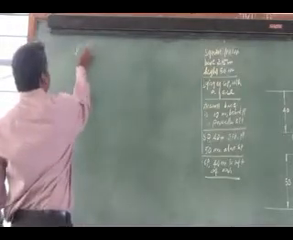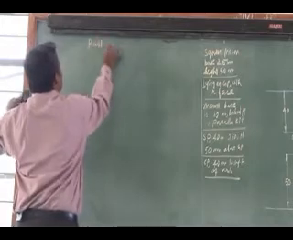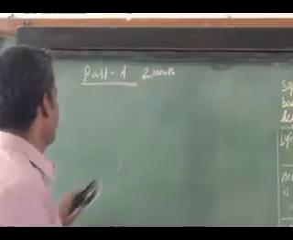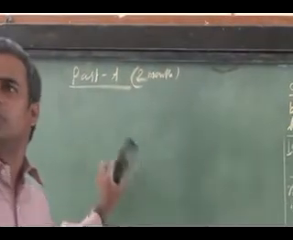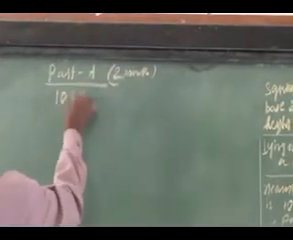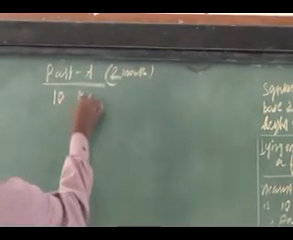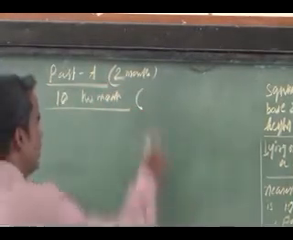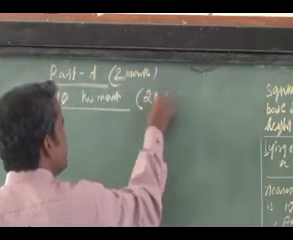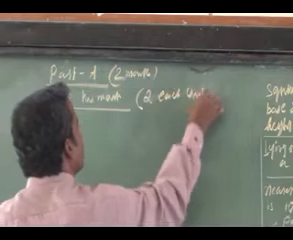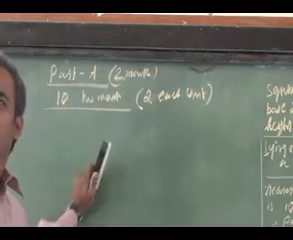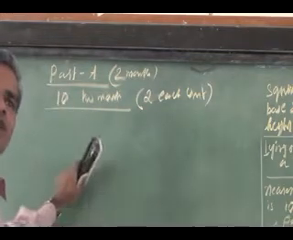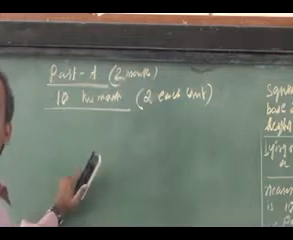Listen. The first part, Part A, is 2 marks. So you will have 10 2-mark questions. So 2 in each unit. You have 5 units. Each unit you will have 2 questions, 2-mark questions. So far what we have seen, you have come across in 3 tests.